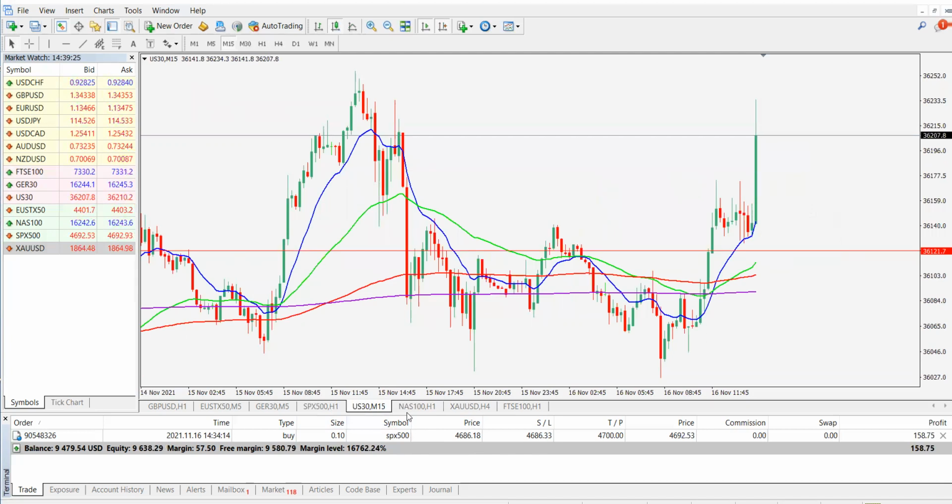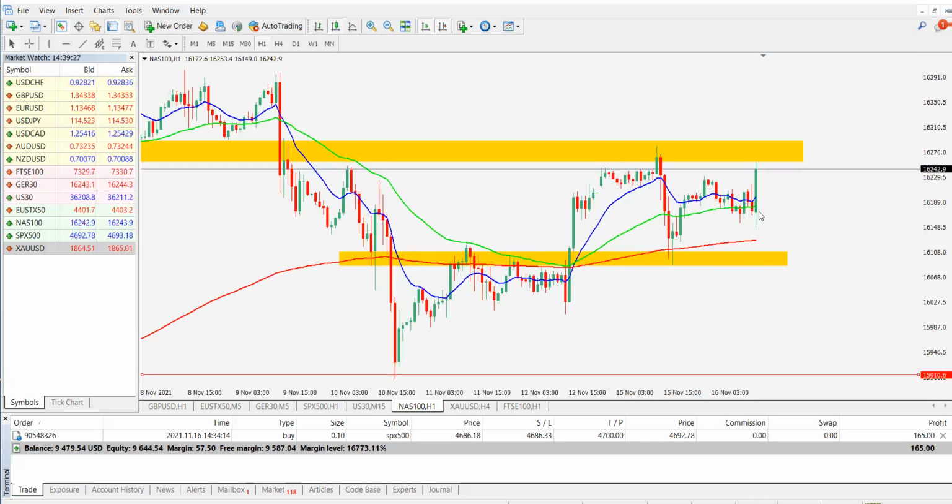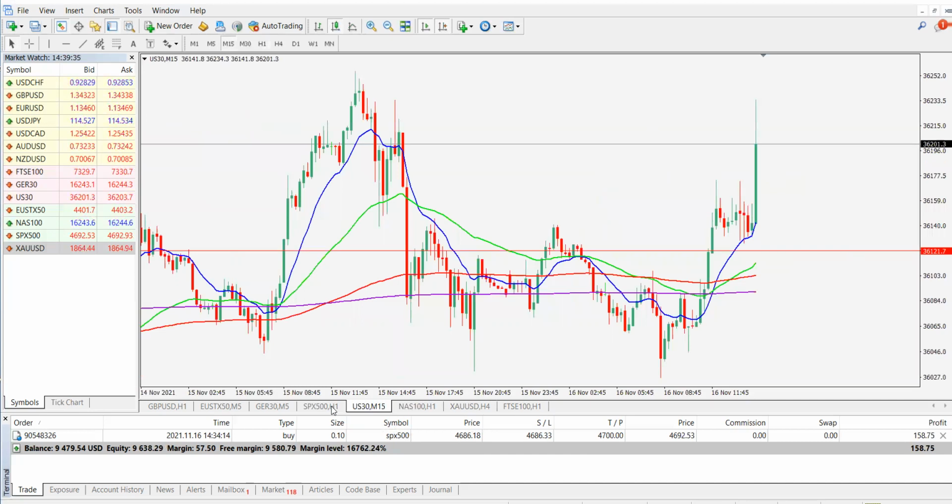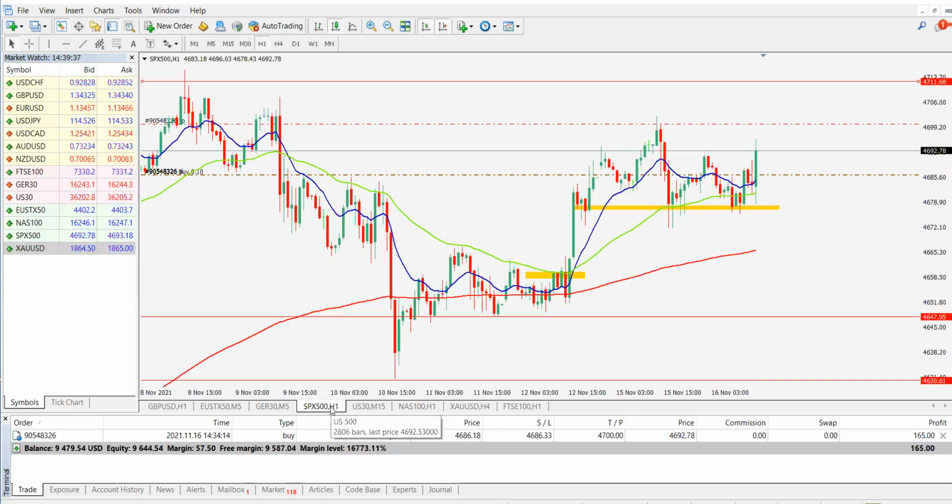So you'd arguably say that the best performing contract today, if you're comparing the Dow Jones and the NASDAQ, you would say the NASDAQ is, because the NASDAQ is actually up more than the Dow Jones. But we also have to take the S&P into consideration. Okay, so the S&P rallied about 13 points.